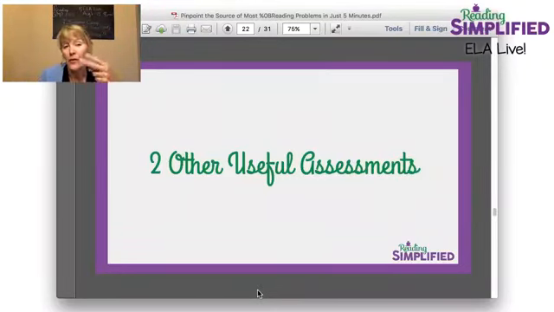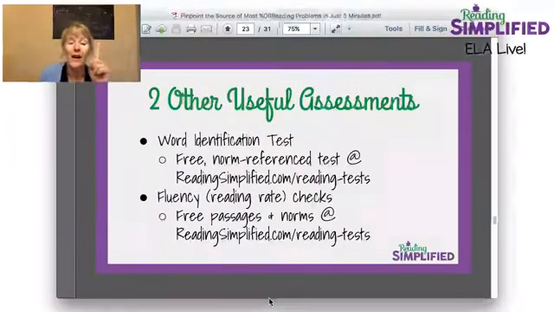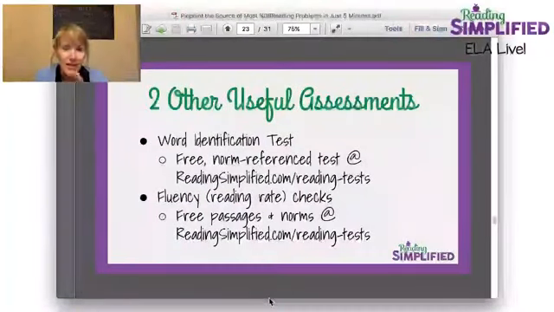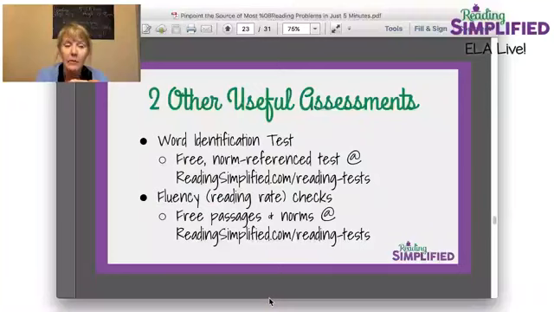But there are 2 other things that you can test really quickly that you also may not have access to, so I just wanted to mention them. Also, these are on the blog post. A simple word identification test can be very helpful, and there is a free one that's also listed at that same website, the same blog post that I've been mentioning. So I've got lots of resources there for you.